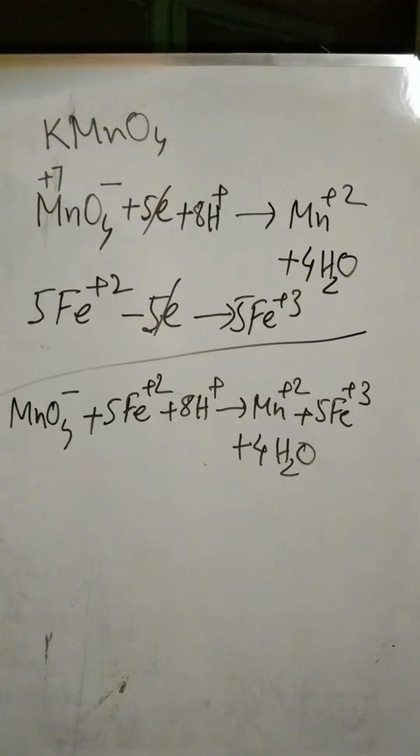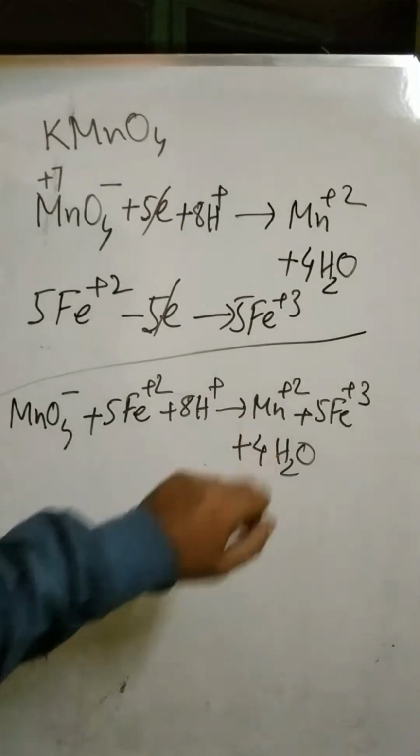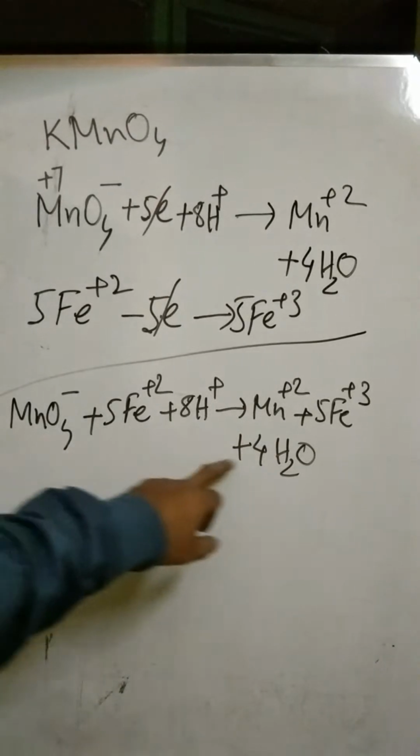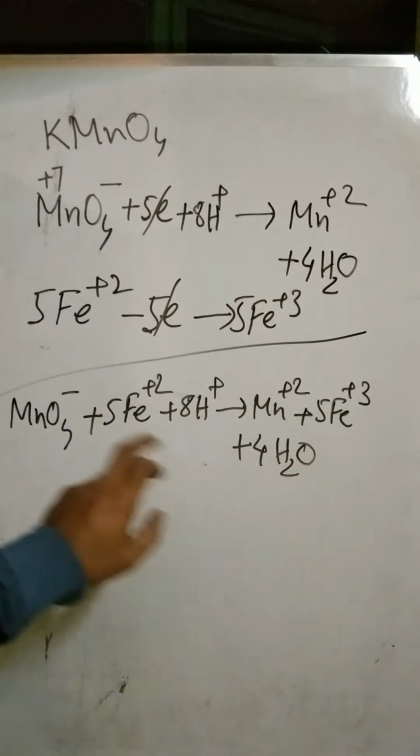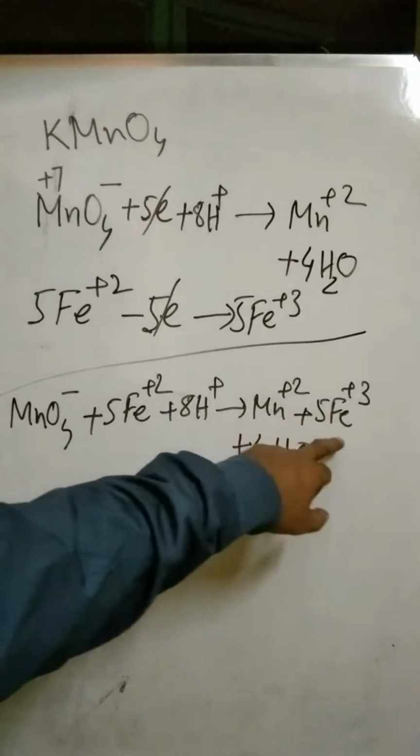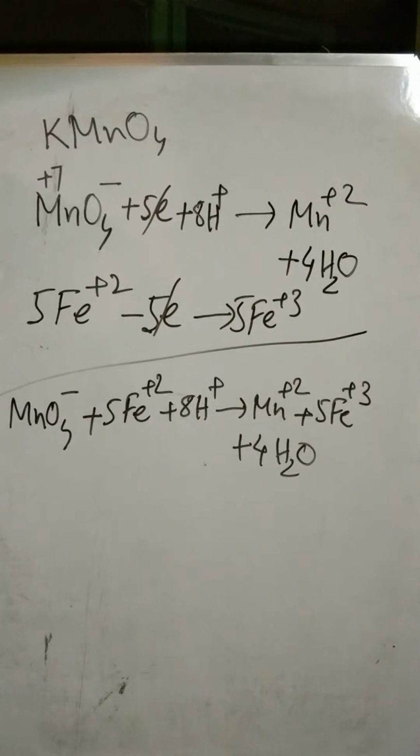You can see manganese on both sides, the number of manganese is 1, oxygen is 4, and here it is also 4, hydrogen is 8, here it is 4 H2O giving 8, Fe plus 2 is 5, and here Fe plus 3 is also 5. So this is the balanced equation.